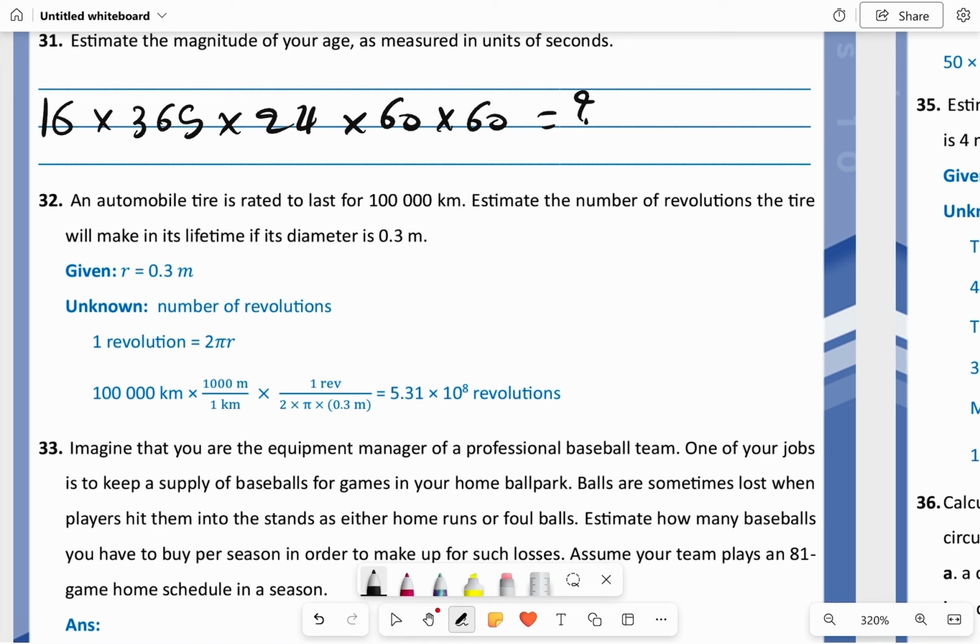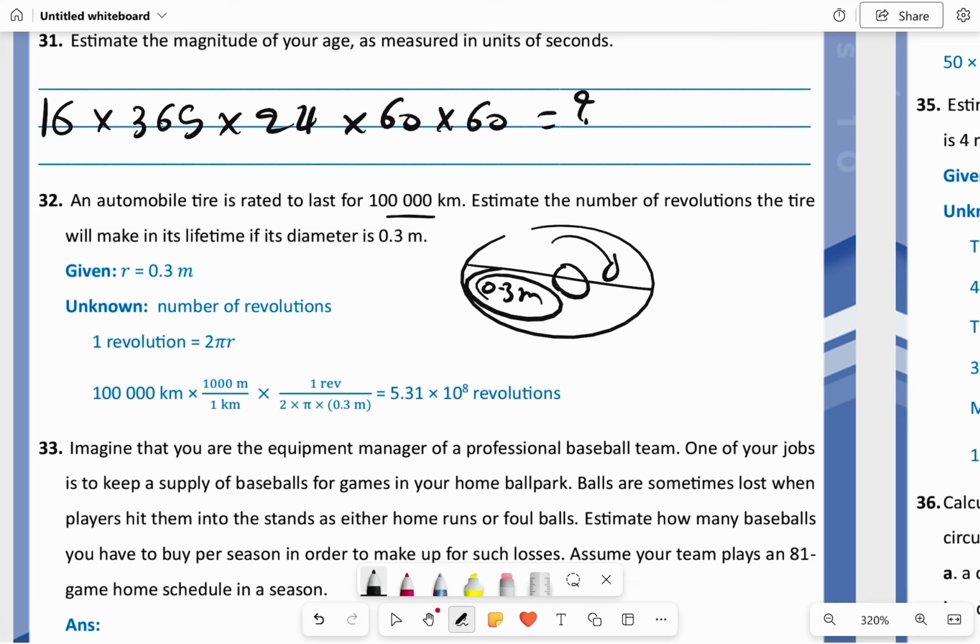An automobile tire is rated to last for 100,000 kilometers. Estimate the number of revolutions the tire will make in its lifetime if its diameter is 0.3 meter. So you have a tire, okay? Try to find the number of revolutions this tire makes in its lifetime, if its diameter is equal to 0.3 meter, okay?